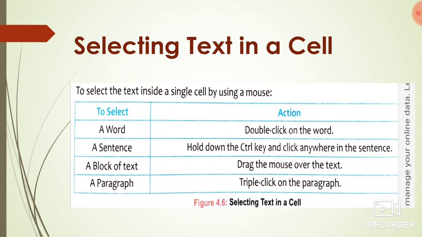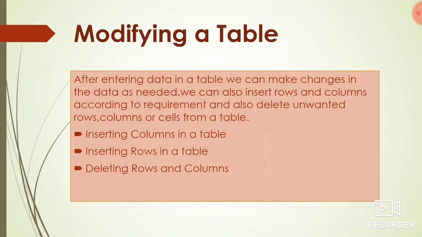So how will you select text? Here are four ways. First one is to select a word. If you want to select a single word, you have to double click on that word. How will you select a sentence? Hold down the CTRL key and click anywhere in the sentence. How will you select a block of text? Drag the mouse over the text. How will you select a paragraph? Triple click on the paragraph. These are the four ways to select the text in a cell.